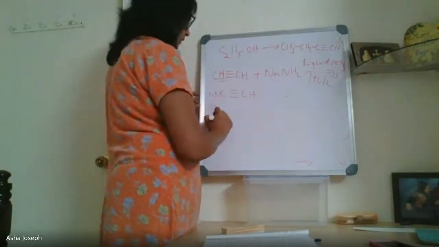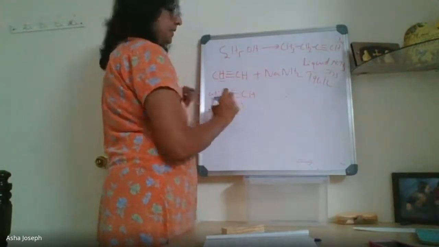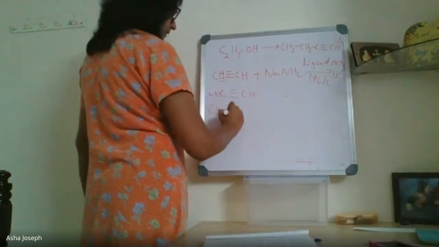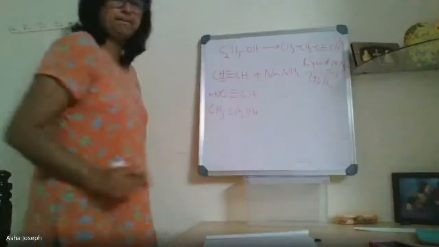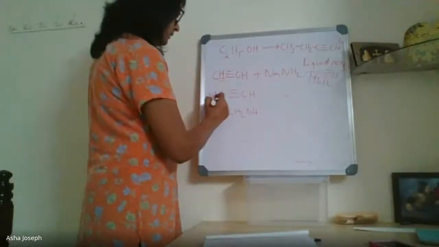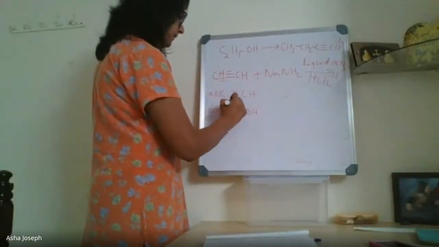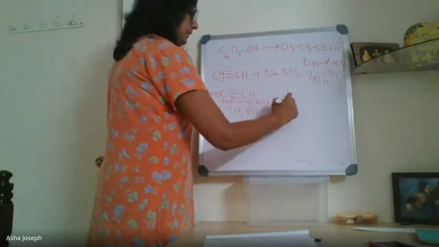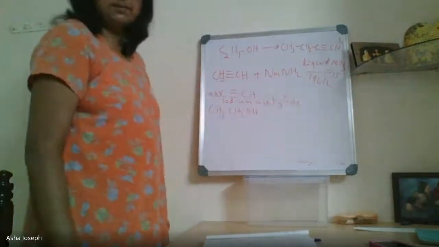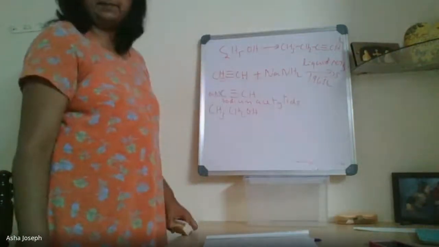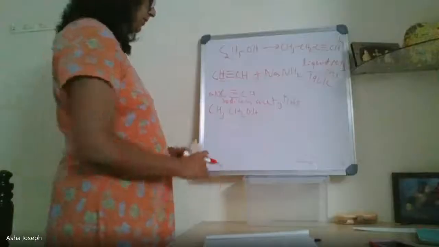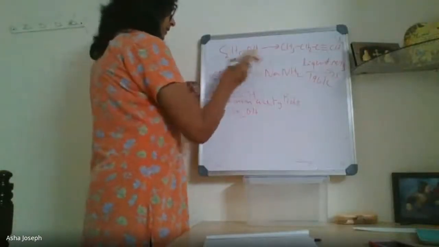Now from ethanol. Ethanol is this, isn't it? Or you can write it like this, CH3CH2OH. As the first step, I got this compound, sodium acetylide, from acetylene or ethyne. Sodium acetylide from ethyne. Okay?